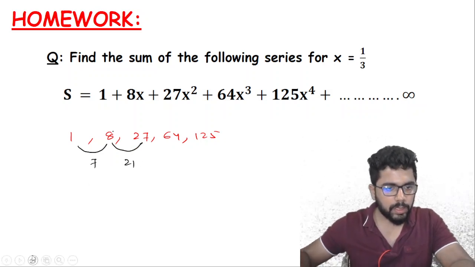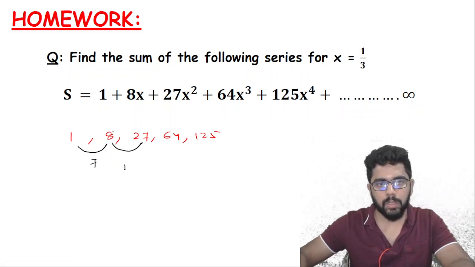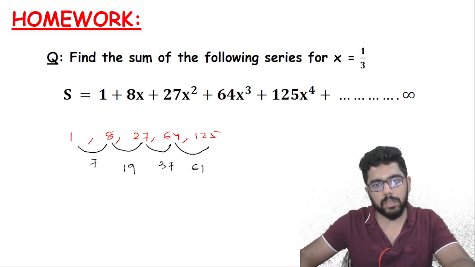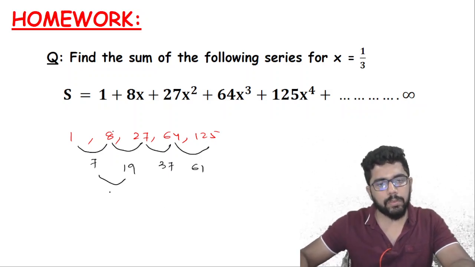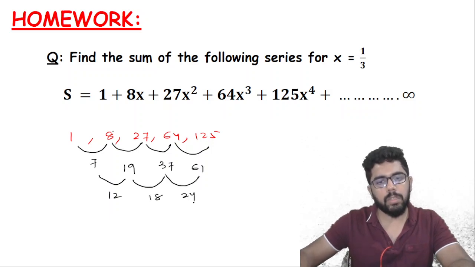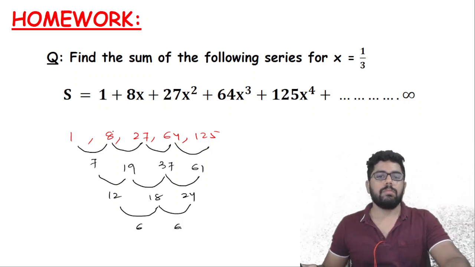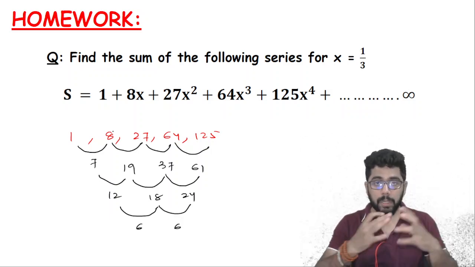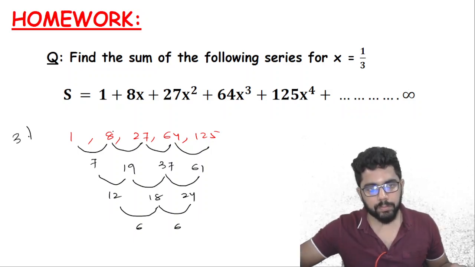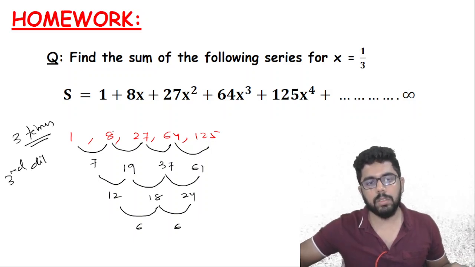sorry, this is 19. 27 and 64, this is 37, and then this is 61. When you take the second difference, this is 12, this is 18, this is 24, and when you take their third difference, that is constant. So that means that process, multiplying x and subtracting the series, has to be done 3 times, as the third difference is constant.